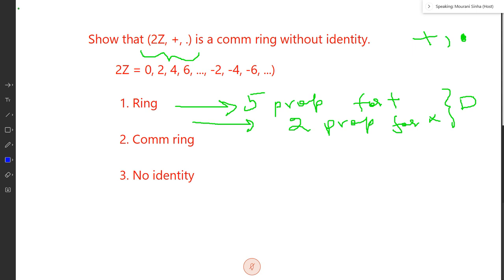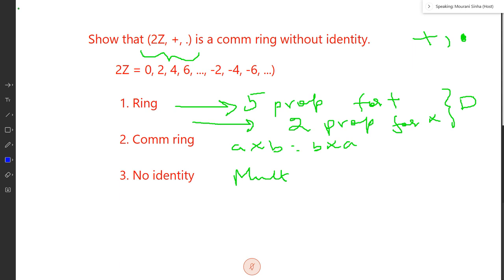Then when I say commutative ring, that means I have to show that A multiplied by B is B multiplied by A for the set of even integers. This is commutative ring. No identity means for multiplication, I have to show that there is no identity. Okay, so this is the entire structure actually of the question and the solution.